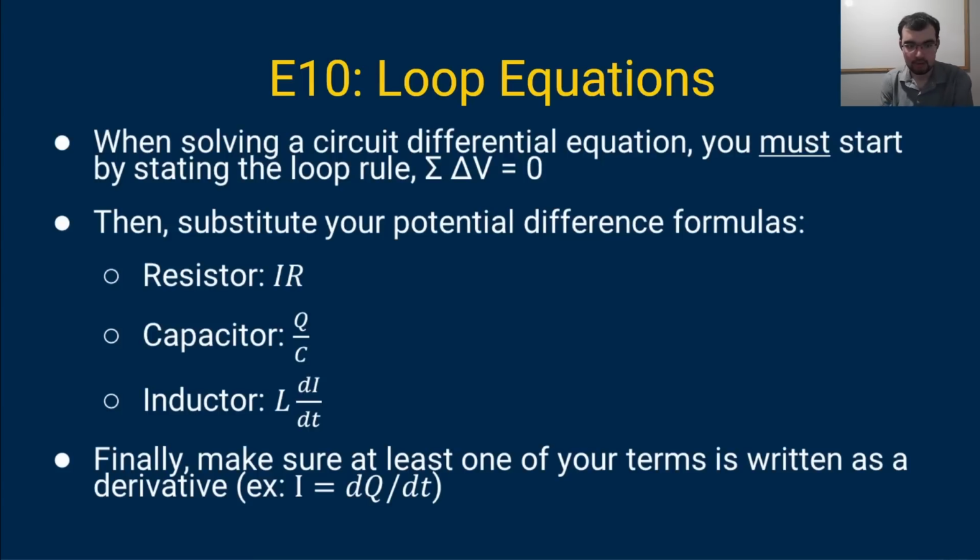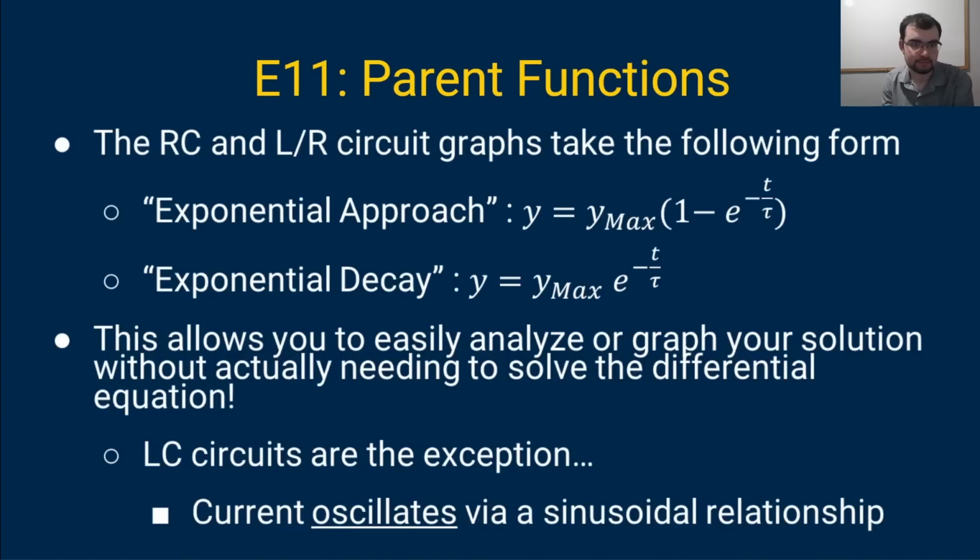Then replace your delta V's with the relevant circuit quantity. So delta V across a resistor is IR, delta V across a capacitor is Q over C, and across an inductor it's L dI/dt. And of course, there's sign issues in there that you have to deal with. But then, to make sure it counts as a differential equation, you better have a derivative in there. So the inductor one, that's done for you. I and dI/dt show up together. But for a capacitor, you probably have to replace I with either positive or negative dQ/dt.